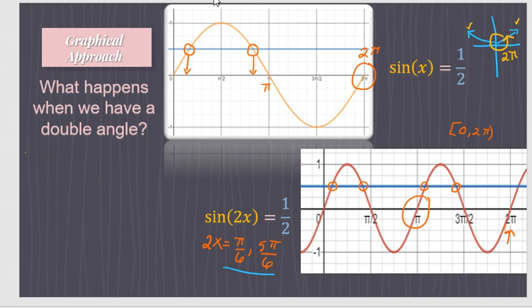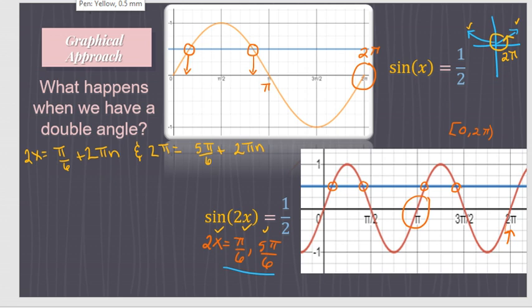So I'm going to rewrite 2x equals pi over 6 plus 2 pi n. All right? And 2x equals 5 pi over 6 plus 2 pi n. Okay? So there's my 2 equations using this, this, and this, and I'm almost done with it, but not quite.